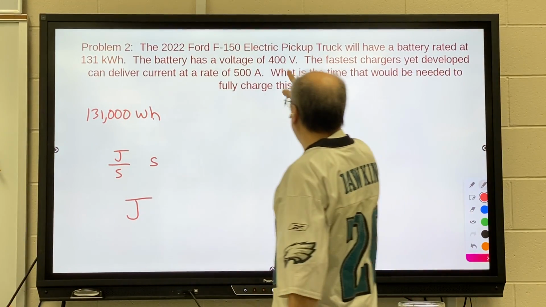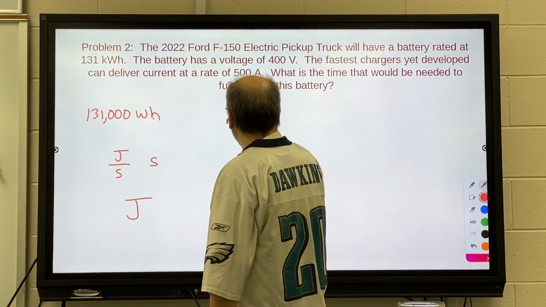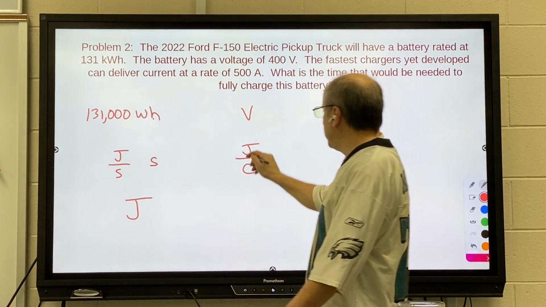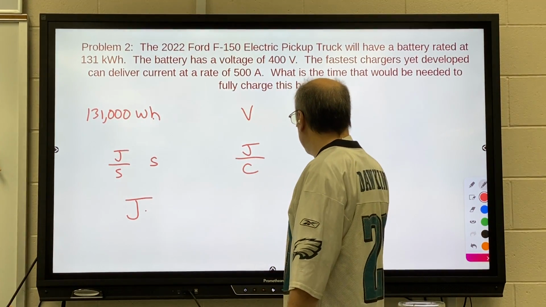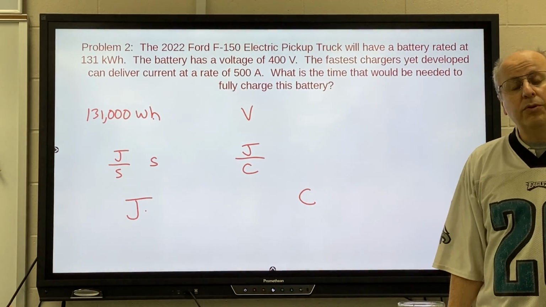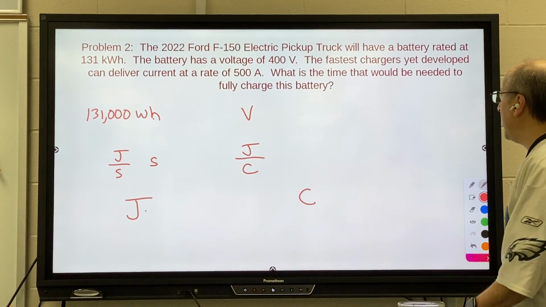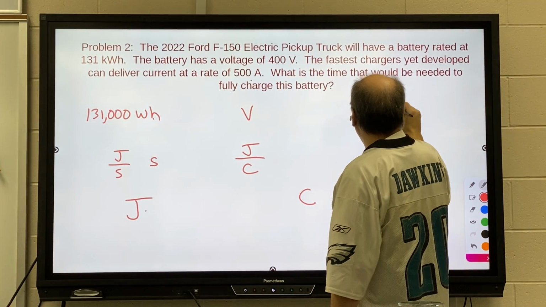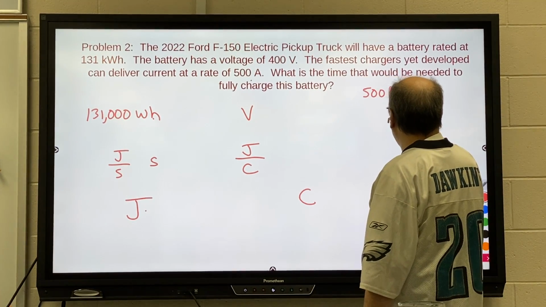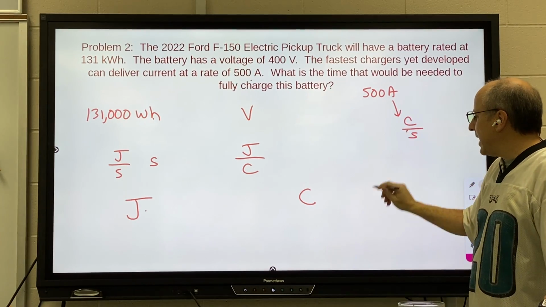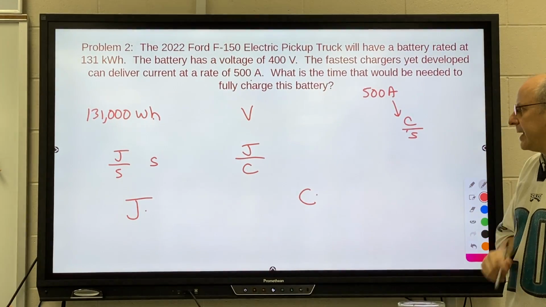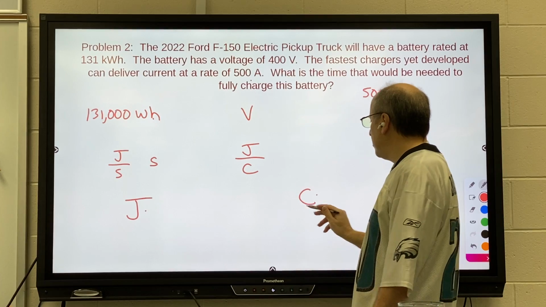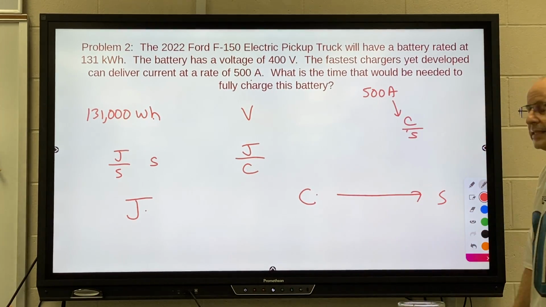It also tells you the battery has a certain voltage. Remember that volts is joules per coulomb. Okay, so you should be able to use this fraction to turn joules into coulombs. That will tell you how many coulombs are on your battery, okay? And then it tells you that you are charging it at 500 amps. And remember that amps are coulombs per second, and you should be able to use this fraction to turn the coulombs into seconds. So again, you're getting the joules of the battery, you're turning the joules into coulombs, and then you're turning the coulombs into seconds.